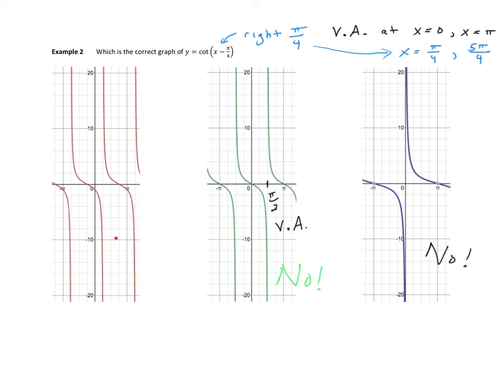If I'm looking at this one, here's pi over 4, and there does appear to be a vertical asymptote. That's at pi over 4. And if I go pi over 4 above pi, looks like I get another one here at 5 pi over 4. So for this reason, this looks like the correct graph. This is y is equal to cotangent of x minus pi over 4.